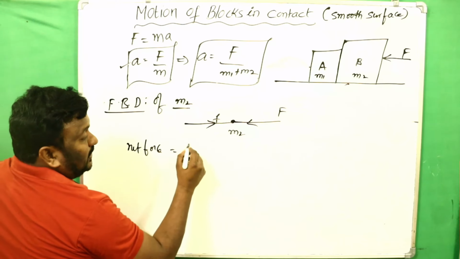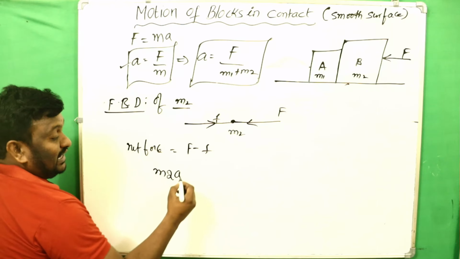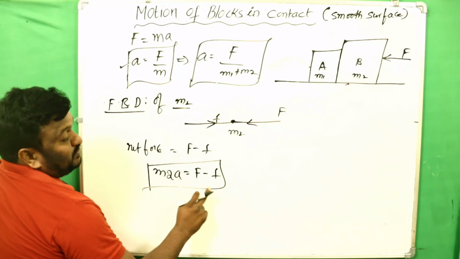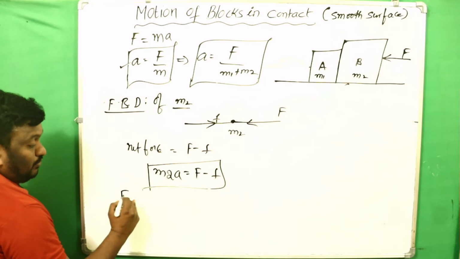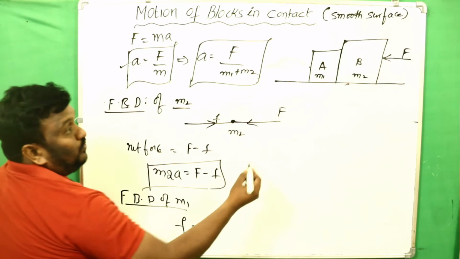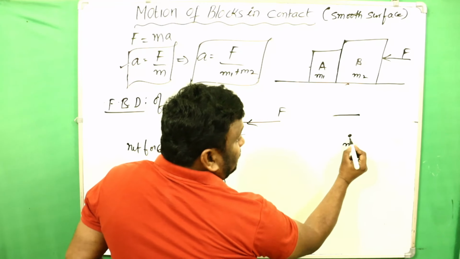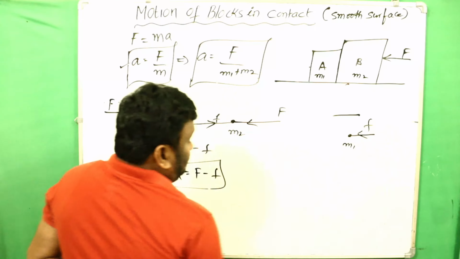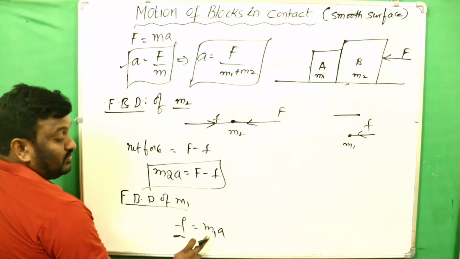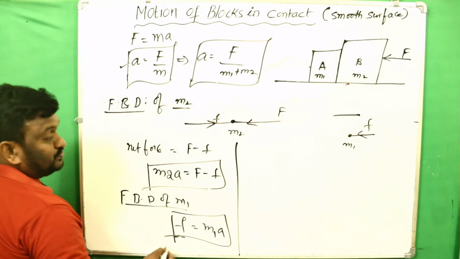Net force is equal to F minus F. So again, Newton's second law, F is equal to ma, so m2a is equal to F minus F. So this is the equation. And now the free body diagram of m1. The other body has only one contact force. B applies the force on m1 in this direction, that is F. So that is the net force. According to the second law, F is equal to m1a. This is the contact force between these two.